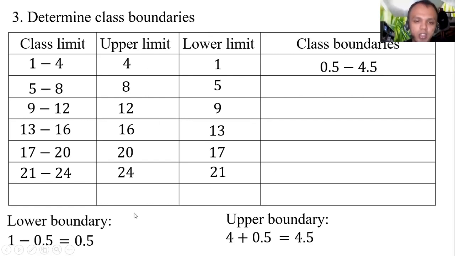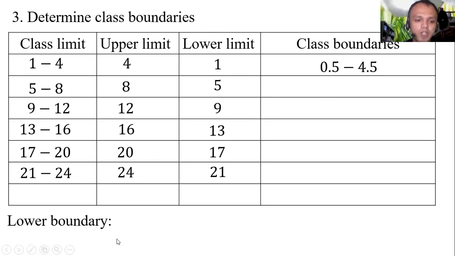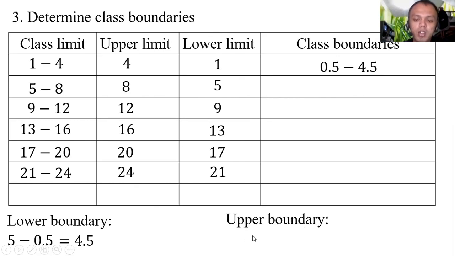Okay? Next, ito naman, next class tayo. Lower limit is 5 minus 0.5, that is 4.5. Upper boundary, 8 plus 0.5, that is 8.5.